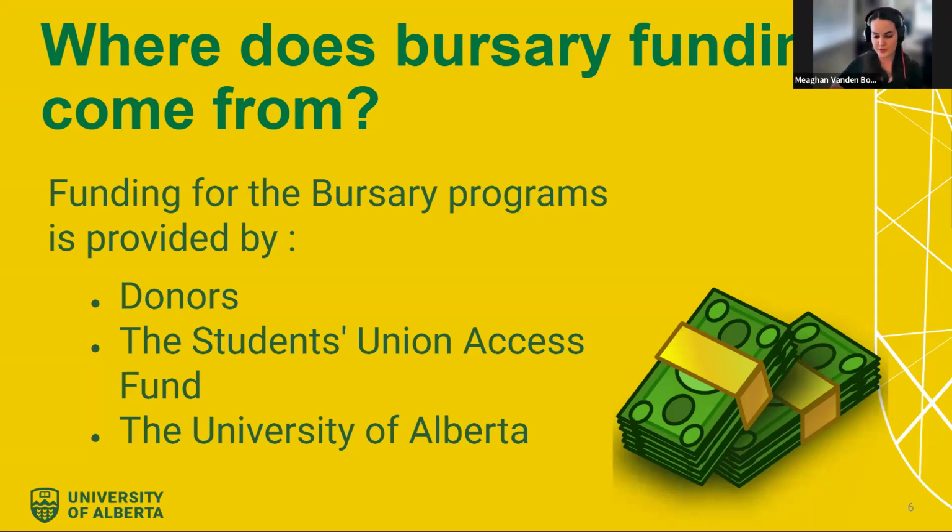If you're an undergraduate student, you pay into the Access Fund as part of your non-instructional fees. I believe it's about $15 or $16 a year. If you do opt out of the access fee, it is a fee that you can opt out of, then you may receive less bursary funding because you would not be eligible for that chunk of the bursary funding. And then most of the funding for the bursary programs does come from the university administration.